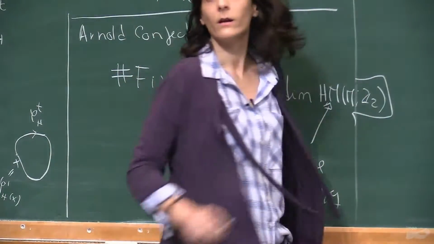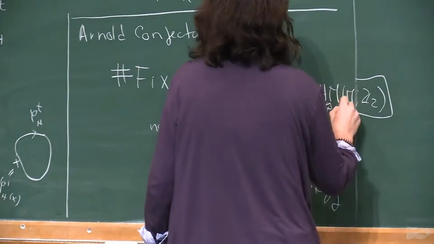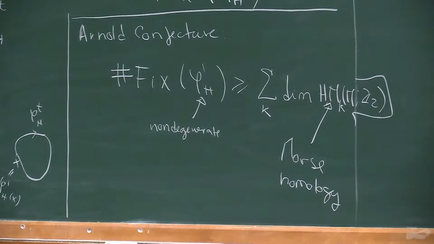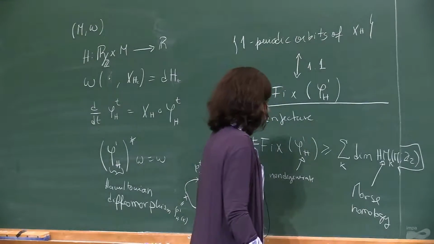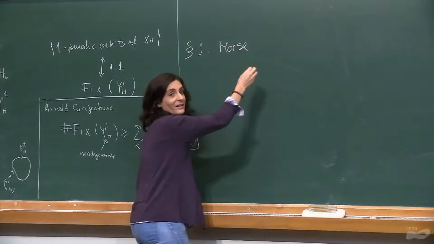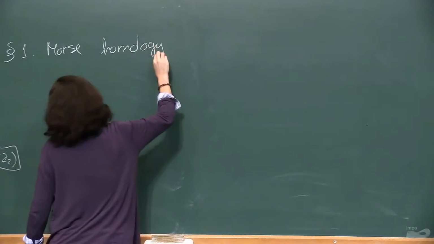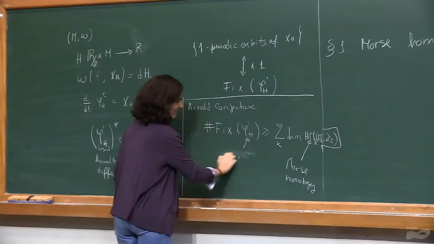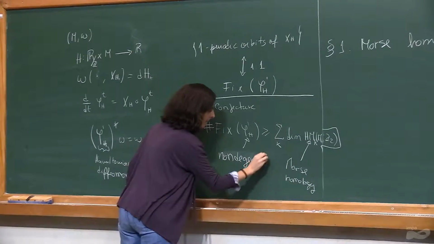Okay. Thank you very much. Yes. Thank you. Could I write bigger? Is that enough? I'll try. Okay. Okay, so let's start with the Morse homology. Is this okay? Oh, I see. This is in fact really small. Sorry. Non-degenerate. Okay.